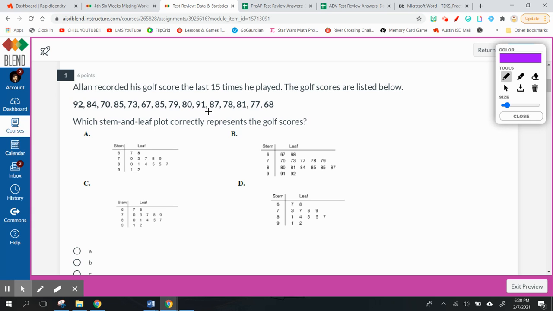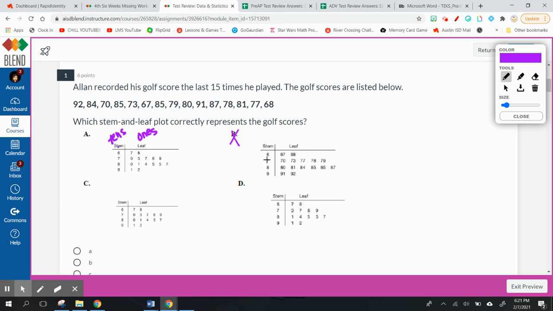And we've got all of his golf scores. Which stem and leaf plot correctly represents the golf score? So remember, our stem represents our tens, and our leaf represents our ones. So immediately, I want you to think, which one of these answer choices can you immediately get rid of? I hope you said B.